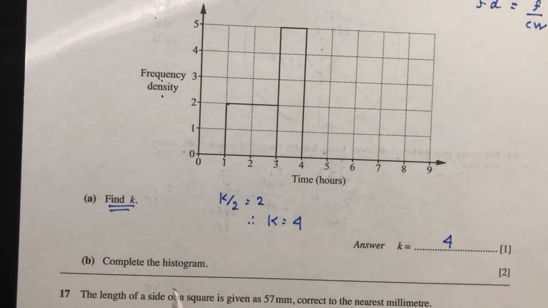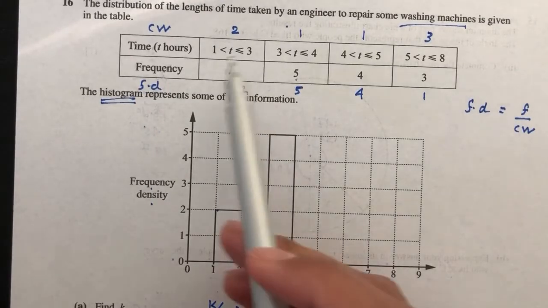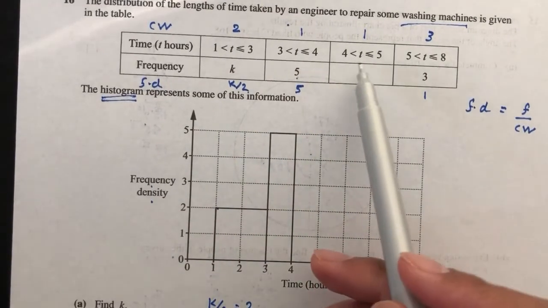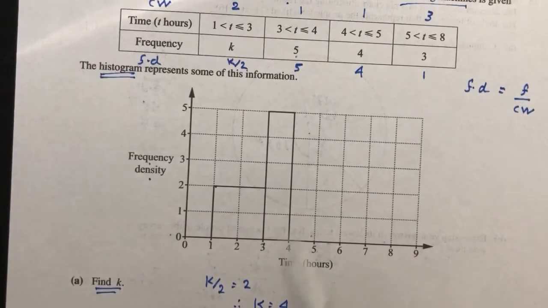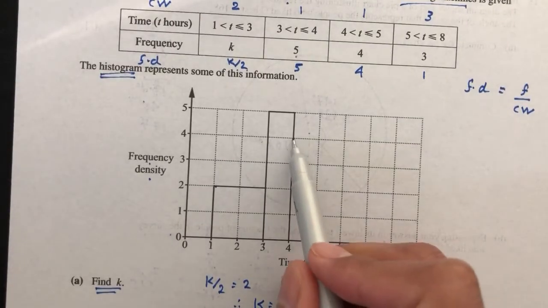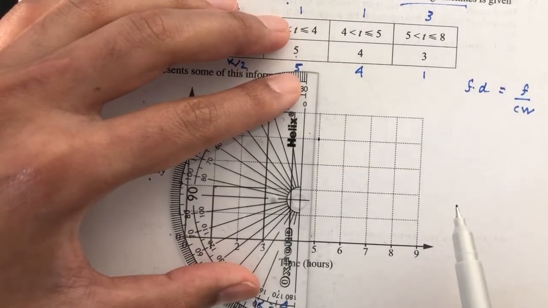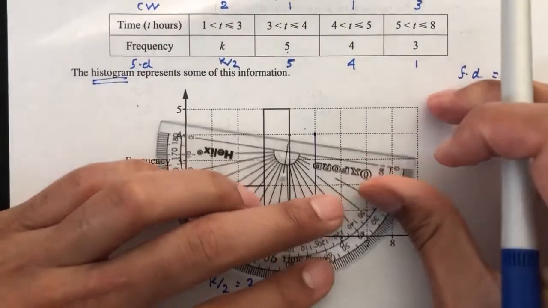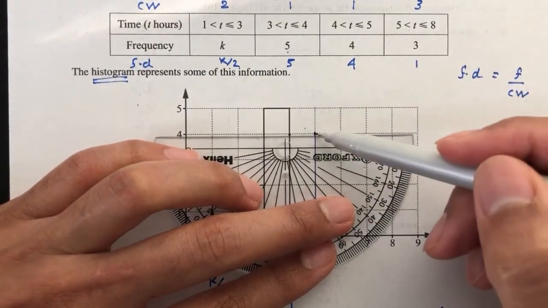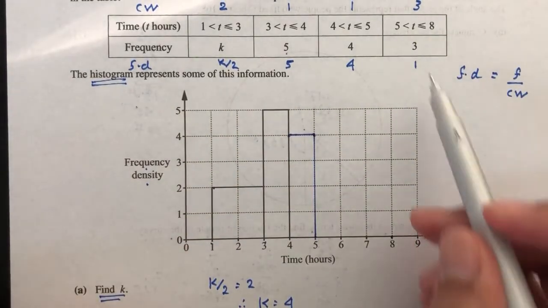Part B, complete the histogram. So we have been given these two groups, this and this, that's good, and the rest will be 4 to 5, the value is 4. So you have to use a ruler for that. And we have a last class. The last group will be 5 to 8, so 5 to 8 will be value of 1.